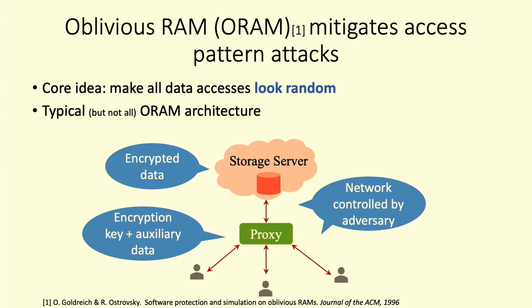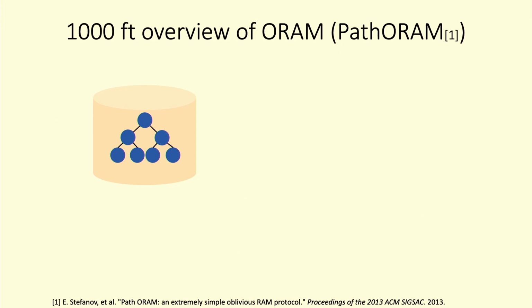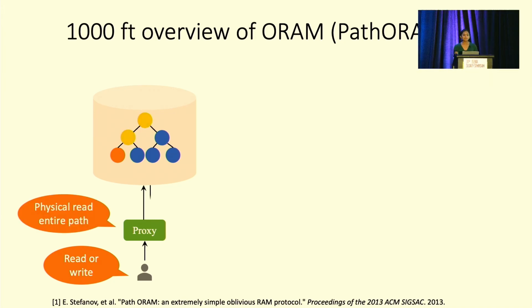To give you an intuition on how ORAM solutions hide access patterns, I'm going to explain one of the really well-known protocols, Path ORAM, at a very high level. Path ORAM constructs its data on the external server in a binary tree structure. And when a client wants to access, say, this particular orange block of data, Path ORAM reads the entire path of the data in the first step.